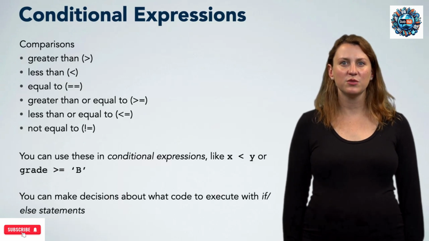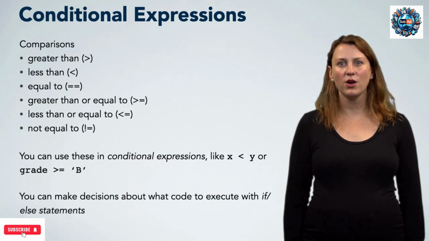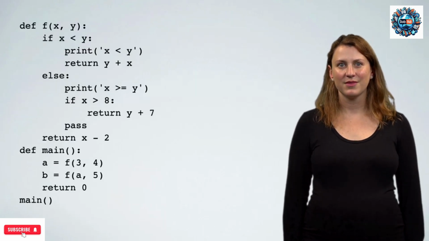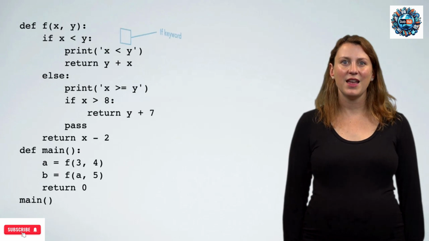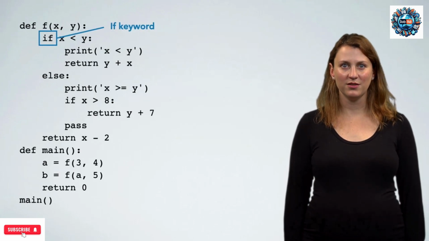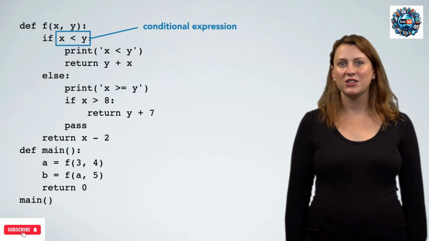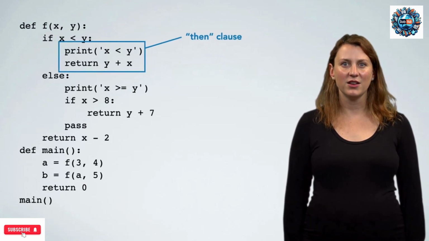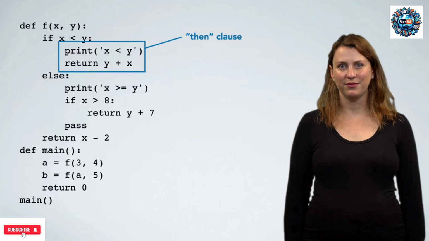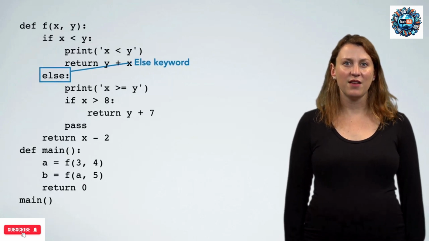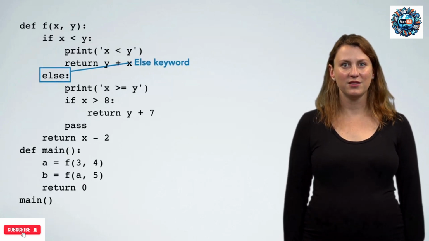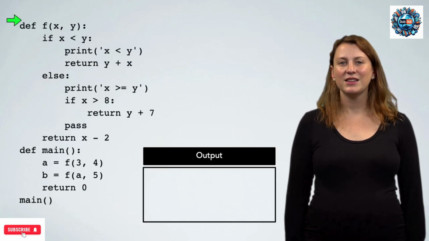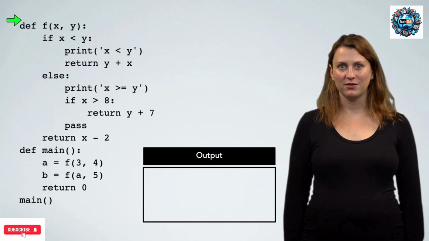Once you have conditional expressions, you can make decisions about what code to execute with if-else statements. Here's an example. An if statement has the if keyword, followed by a conditional expression and a colon, followed by a then clause, which is indented one level. Optionally, you can have an else keyword followed by a colon, and an otherwise clause also indented. Let's execute this code and write the output.